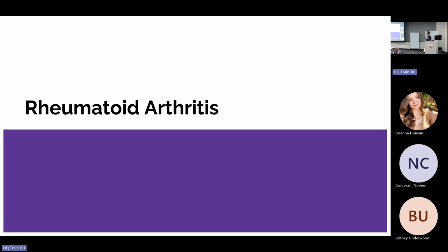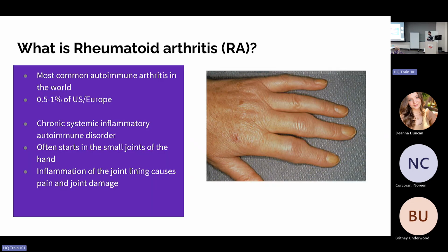So let's switch gears and chat about rheumatoid arthritis, which is basically the exact opposite of osteoarthritis. It's the most common autoimmune arthritis in the world, and it affects about 0.5% to 1% of individuals in the U.S. and Europe. And it's a chronic, systemic, inflammatory autoimmune disorder. I'm going to break that down and tell you what that means. But it often starts in the small joints of the hand, and it's essentially inflammation of the joint lining, which causes joint pain and damage.